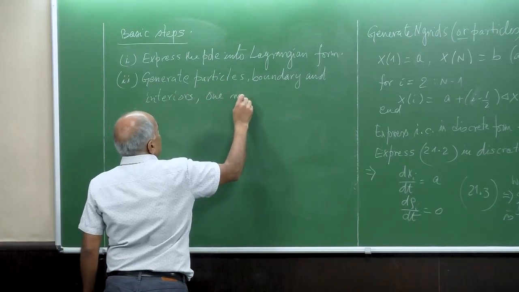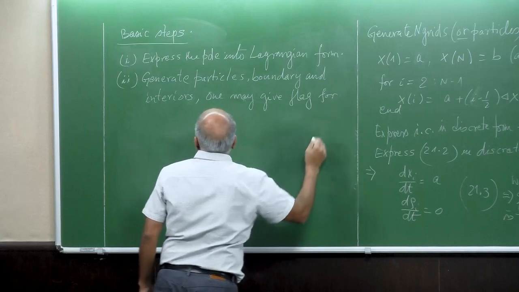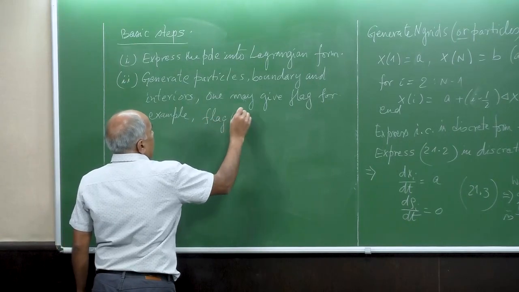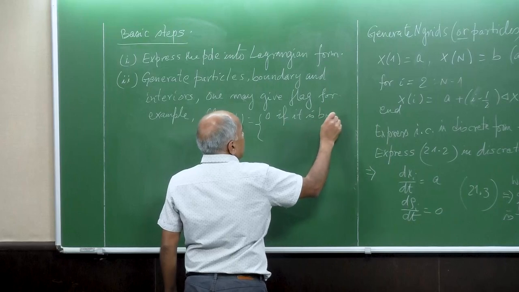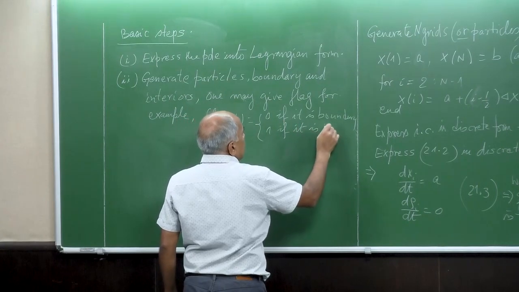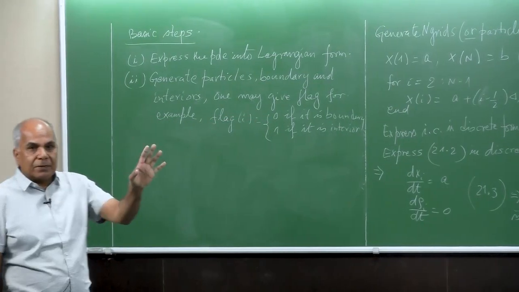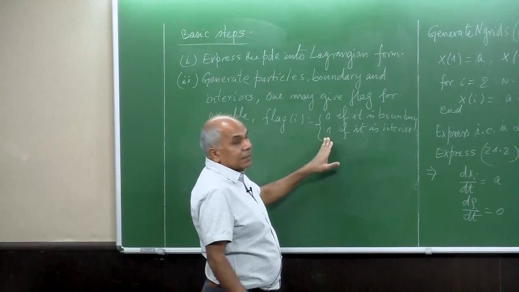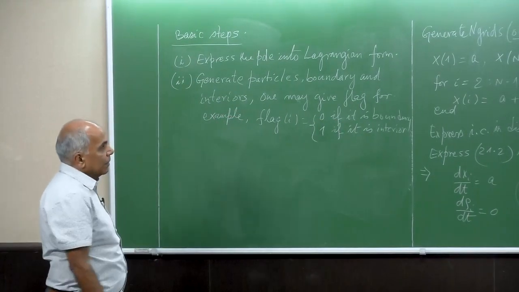One may give a flag, for example, flag of I is equal to 0 if it is boundary, 1 if it is interior. So you have the particle index I. If flag of I is 0, it is a boundary particle. If flag of I is equal to 1, it is an interior particle. Then in that case, you can just give the boundary condition if the particle flag is equal to 0. That will be easy for the implementation.